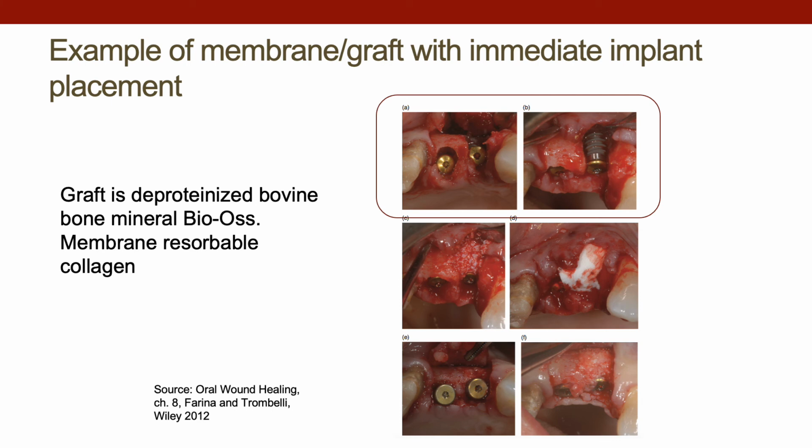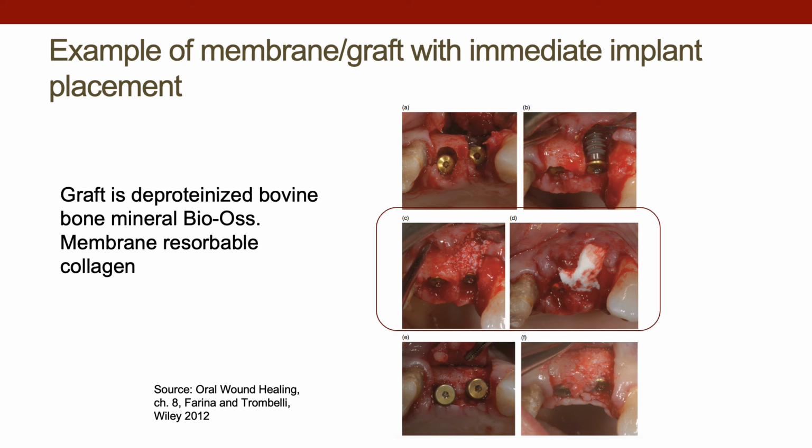They used in this case a deproteinized bovine bone mineral called BioOss to fill in the area, and then covered it with a membrane made of resorbable collagen. So on the left here, you can see the scaffold material being placed in the socket, and then the resorbable membrane covering it. And then they allowed that to heal and went back, and you can see in the bottom panel that the bone has filled in nicely around the implants in that case.